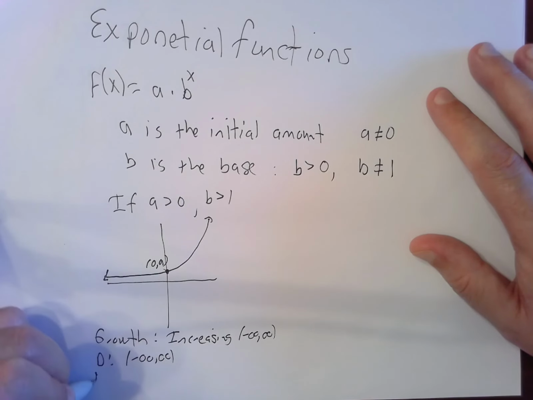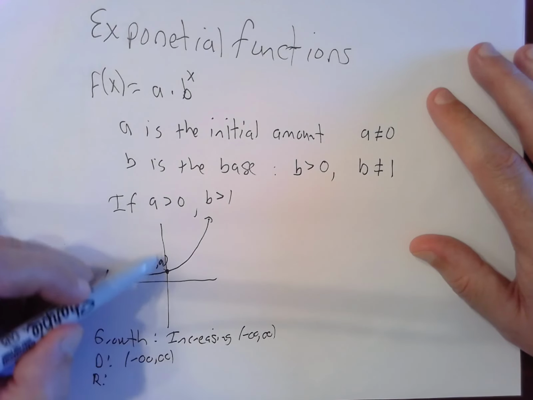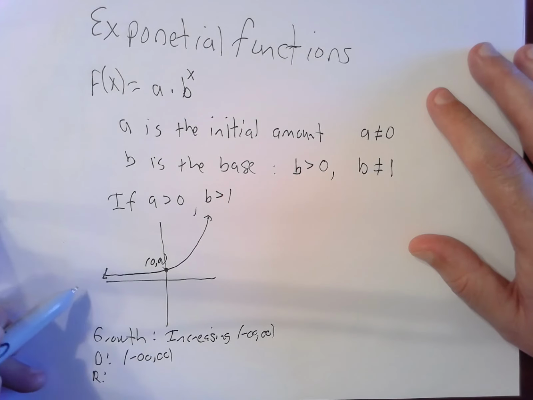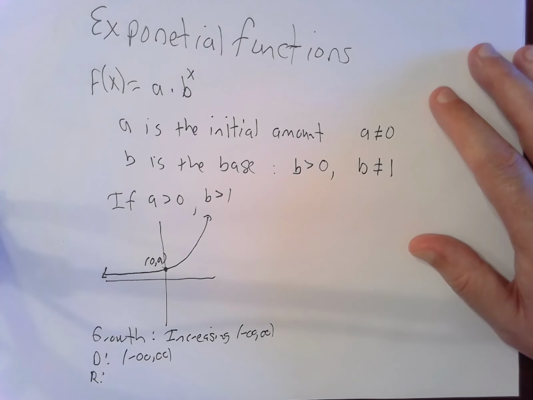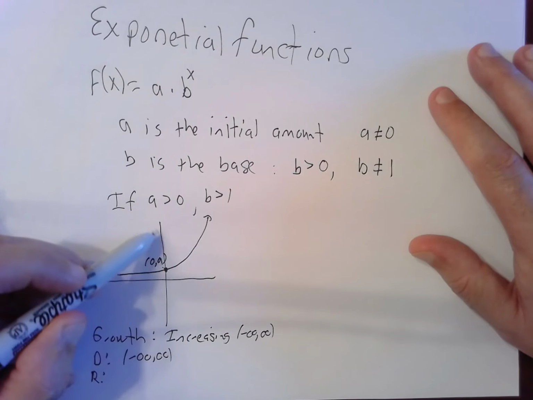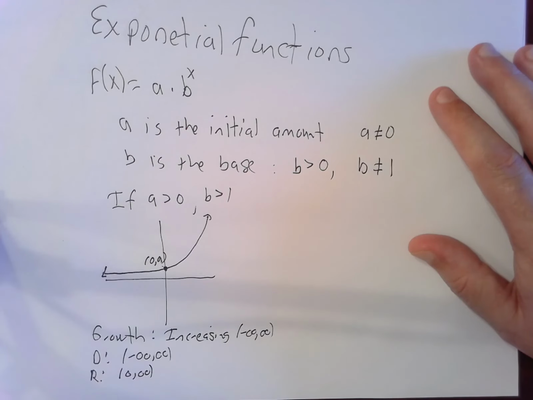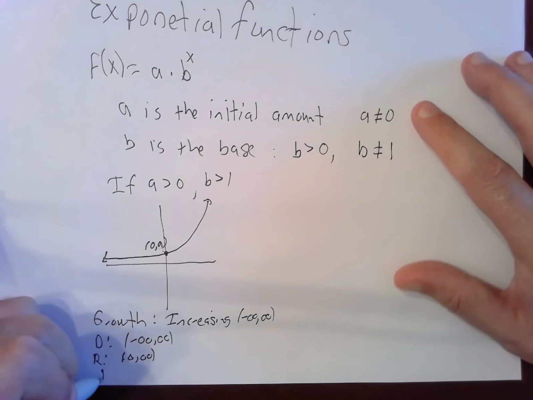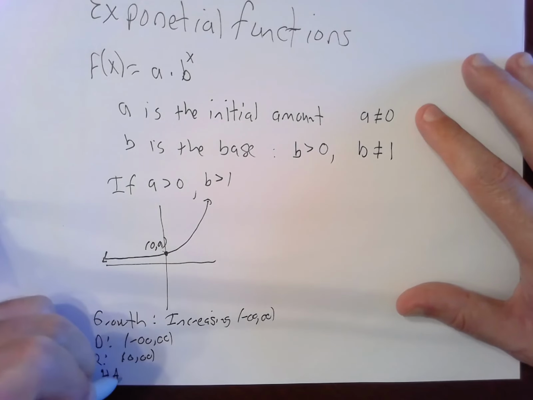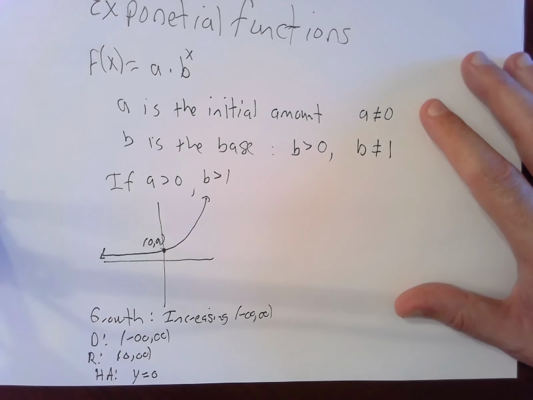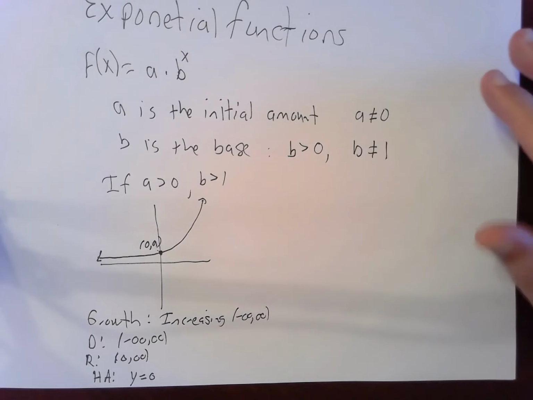Our range, the y values we use. Well, if you look going backwards, the graph is getting closer and closer to the x-axis, but never actually hits it. So we're only using positive y values. Our range is 0 to infinity, with the parenthesis here. And we have a horizontal asymptote, y equals 0. The graph gets closer and closer to the line y equals 0, but never hits it.